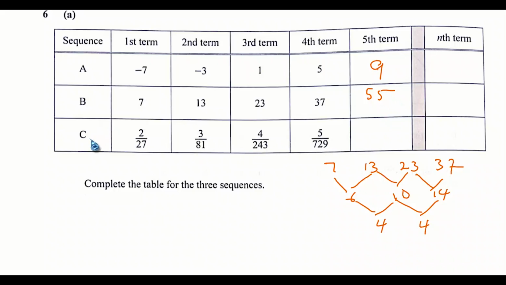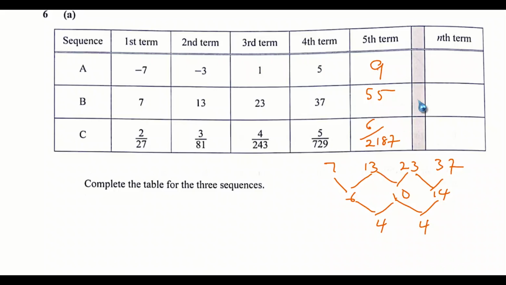Okay, so for sequence C, we have 2 out of 27, 3 out of 81, 4 out of 243, 5 out of 729. So this will be 6 out of, the next power of 3, which will be 2187. Because 27 is 3 to the power of 3, this is 3 to the power of 4, this is 3 to the power of 5, this is 3 to the power of 6, and this will be 3 to the power of 7.